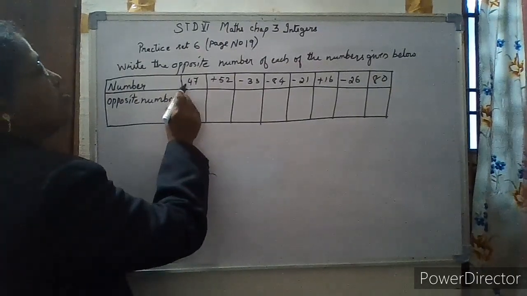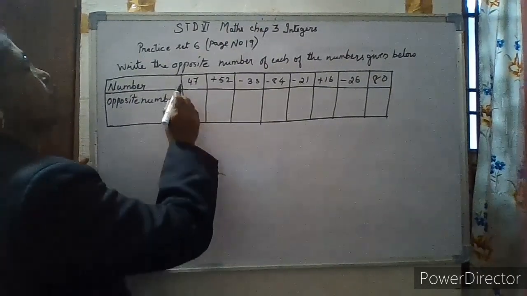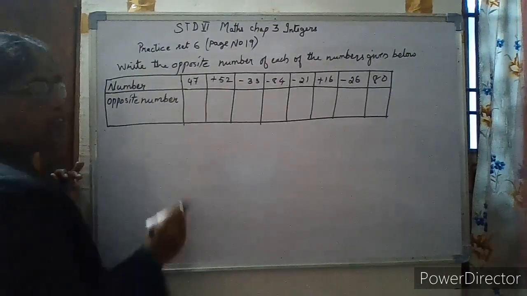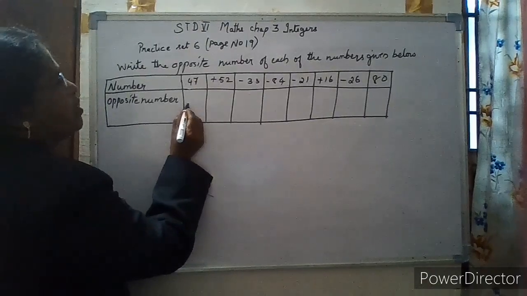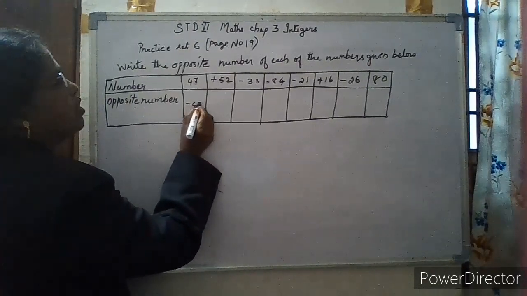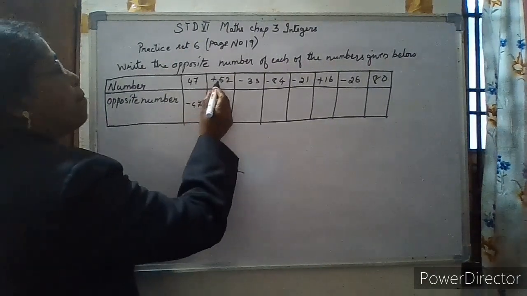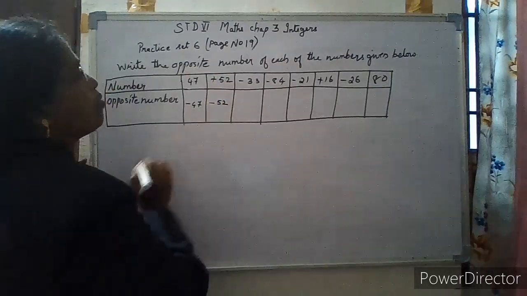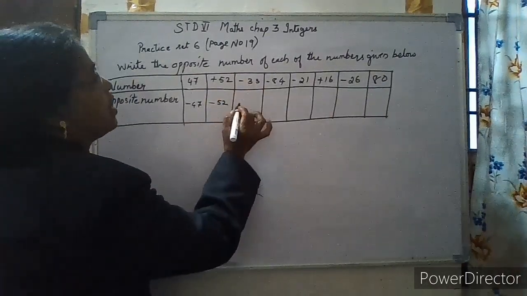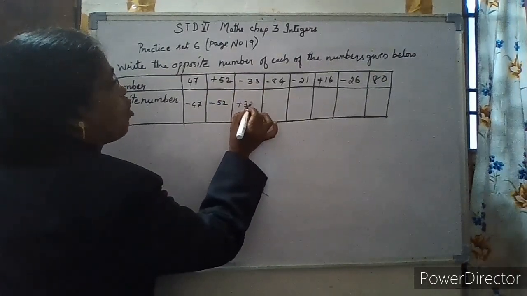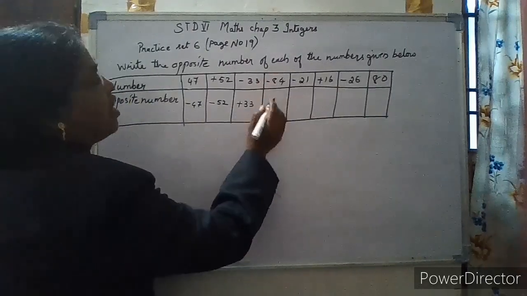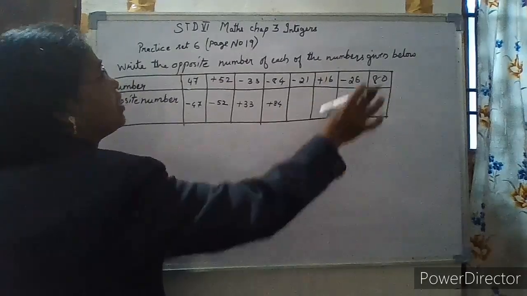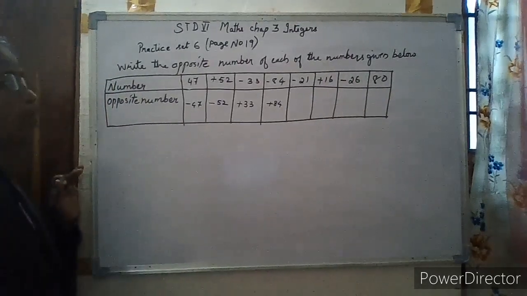47 is given. That means no sign is given. No symbol given means it is positive, or plus 47. So its opposite number is minus 47. Plus 52 means minus 52. Minus 33 given means plus 33 is the opposite number. Minus 84 given means it is plus 84. And so on. In this way, complete this practice.